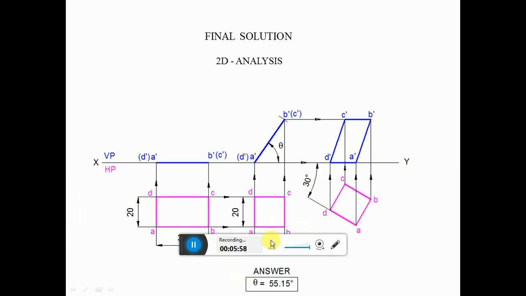Then how do I know that my problem is right? A rectangular lamina of 20 by 35 mm is resting on one of the shorter edges. So it is resting on A dash D dash. The lamina is rotated about that edge till it becomes a square of 20 mm. So we are getting a 20 mm square. The side on which it rests makes an angle of 30 degrees with VP. So even in the final position, that side is resting on HP, which is A dash D dash. So this is how I can analyze if my problem is right.